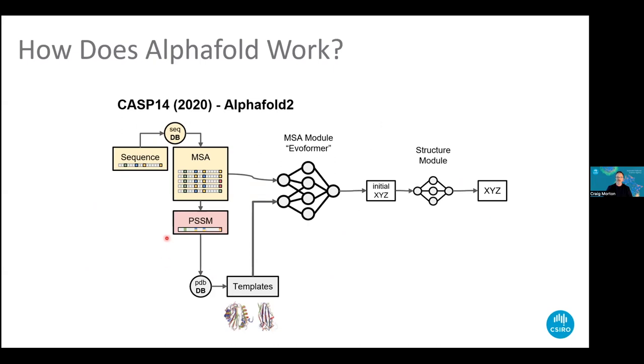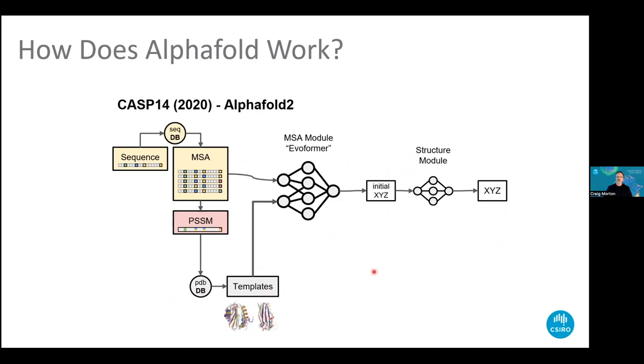Position-specific scoring matrices are then measured. The PDB is searched and templates are found if any templates exist. Then the sequence alignment and information, if possible, from templates is fed into the first deep learning module, the evoformer. This outputs an initial set of X, Y, Z coordinates, which feed into another deep learning module, the structure module. That takes that initial guess, refines it, and puts out a final structure.